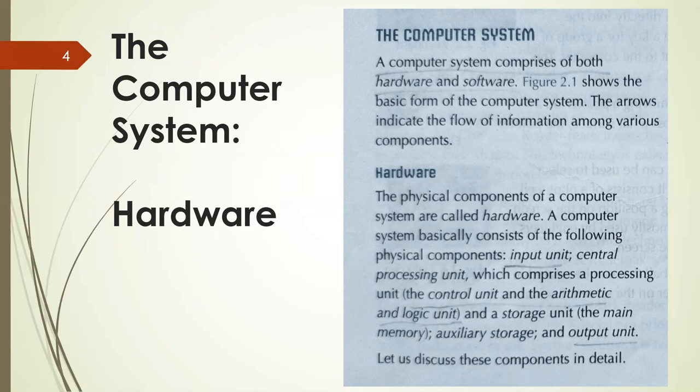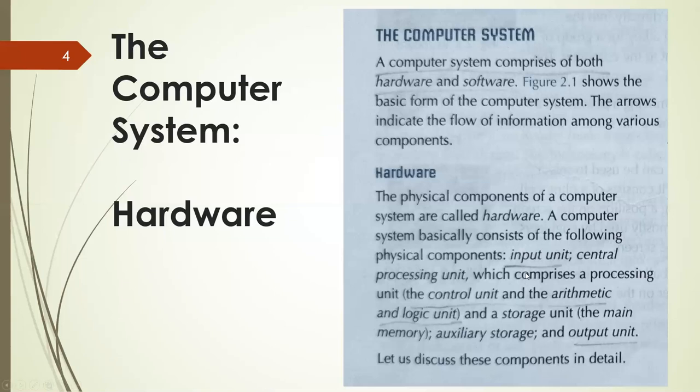We'll see the figure of how the computer system is working. Now, what is hardware? The physical components of a computer system are called hardware, mainly the CPU, hard disk, motherboard, RAM, CD-ROM. A computer system basically consists of the following physical components: the input unit, the central processing unit, which comprises the control unit and the arithmetic and logical unit, and a storage unit, the main memory, auxiliary storage, and the output unit. These components we'll see in detail now.